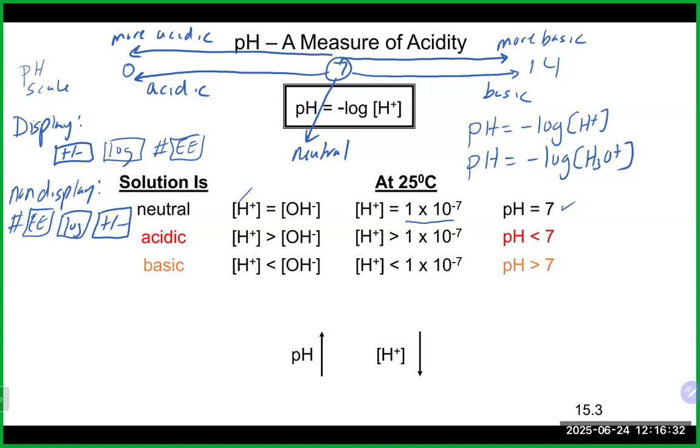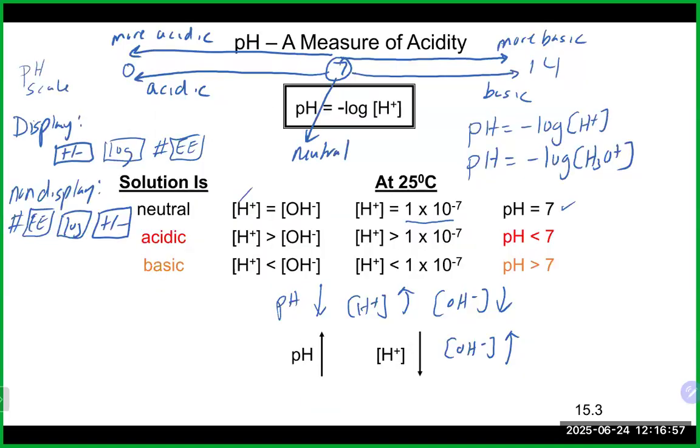The pH increases as the H plus concentration decreases, and that's also because the OH minus concentration will go up. And the opposite is also true. The pH will go down as the H plus concentration goes up and the OH minus concentration goes down. So again, everything is working as opposites of each other in this particular case.